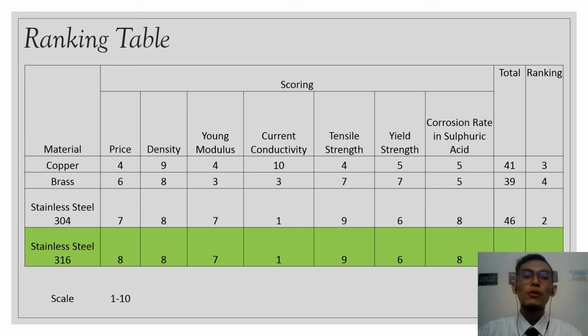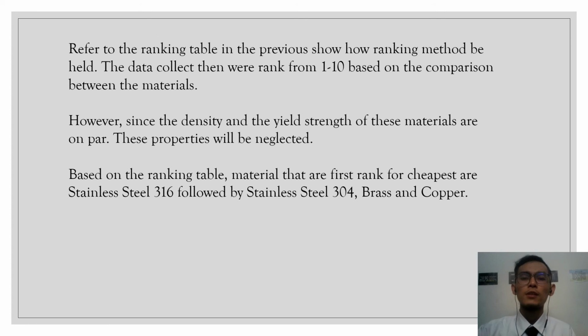From this table, we know that stainless steel 316 ranked number 1 because it has the highest total score with 47. Stainless steel 304 came second with a score of 46. The third place goes to copper with 41, and last goes to brass with 39. Refer to the ranking table in the previous slide to see how the ranking method is done. The data collected is then ranked from 1 to 10 based on the comparison between the materials. However, since the density and the yield strength of these materials are on par, these properties will be neglected.